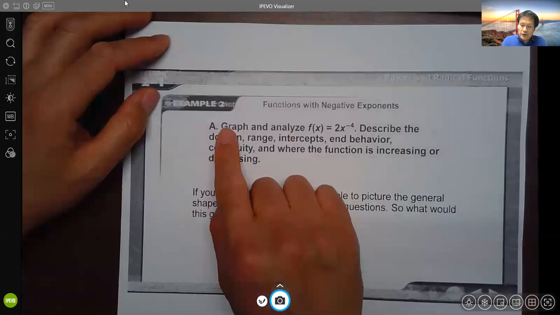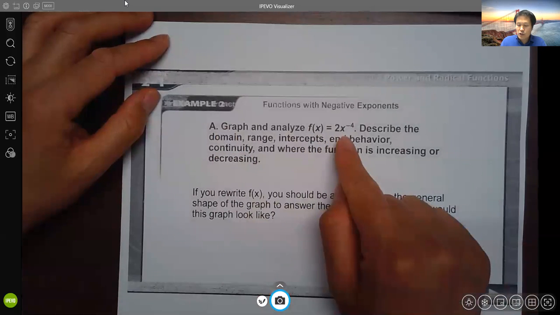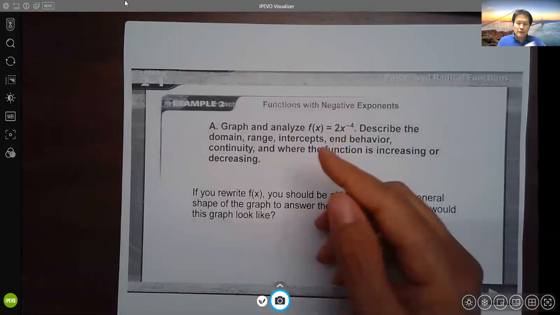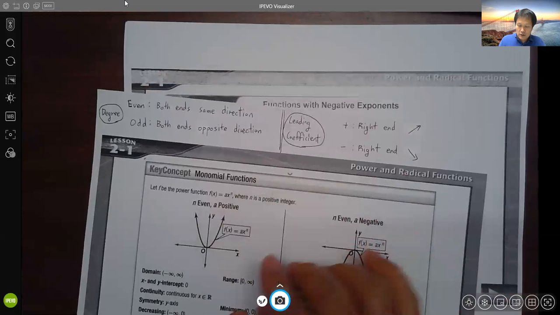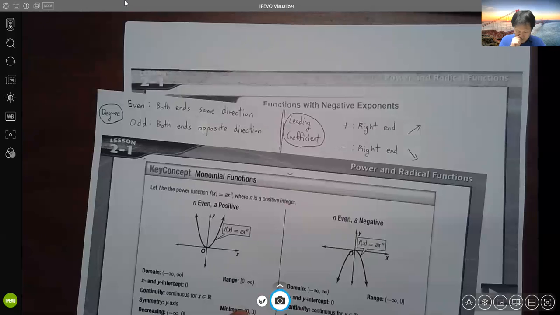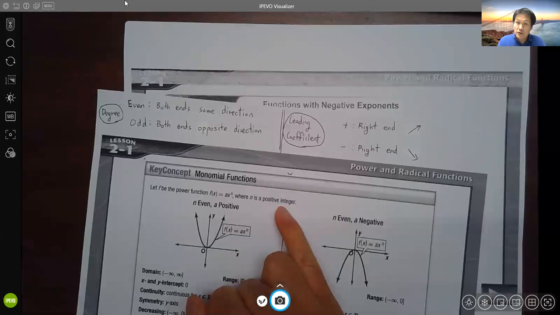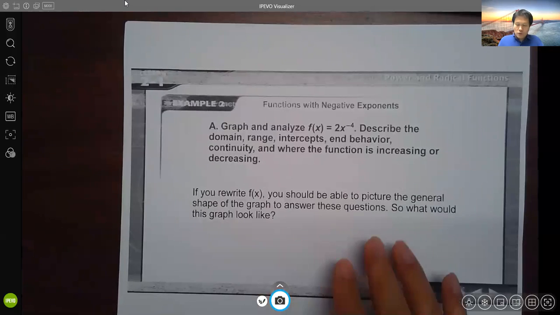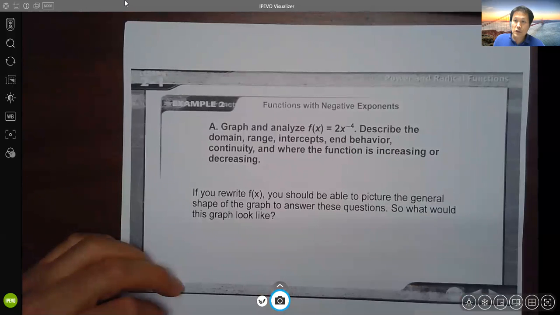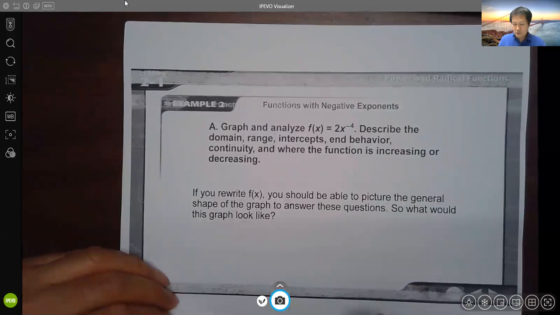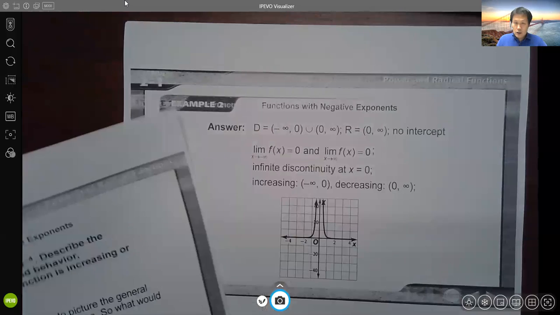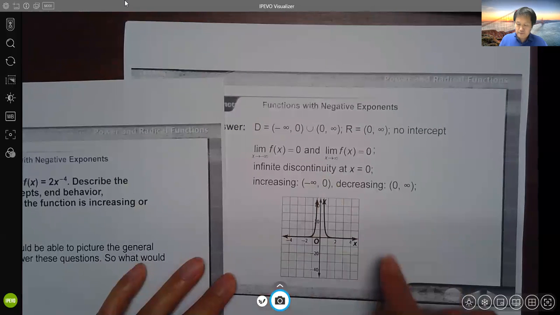Okay. Graph and analyze f of x equals 2 to the 2x to the minus 4th power. Now you cannot use this anymore. This is for positive integers. So for this one, you just put that into the graphing calculator. Graph it using the graphing calculator. It would look something like this.